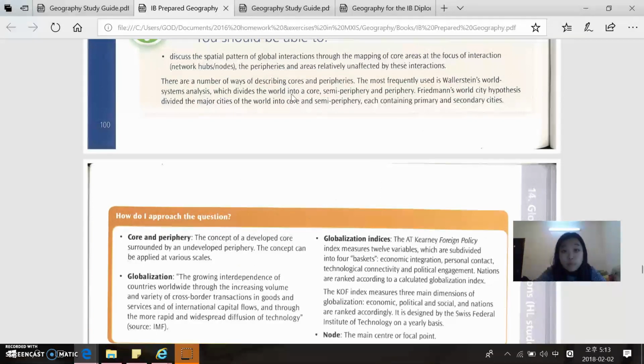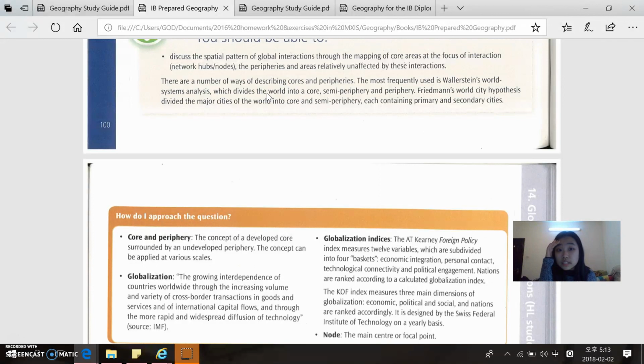And there are a number of ways of describing core and peripheries. The most frequently used is Wallerstein's world system analysis, which we will talk about in this tutorial. It divides the world into core, semi-periphery, and periphery. So all the countries in the world are divided into these three categories. And there's also Friedmann's world city hypothesis. Earlier, Wallerstein's world system analysis talked about each country of the world, but this one focuses on cities.